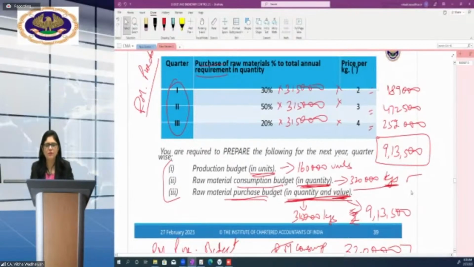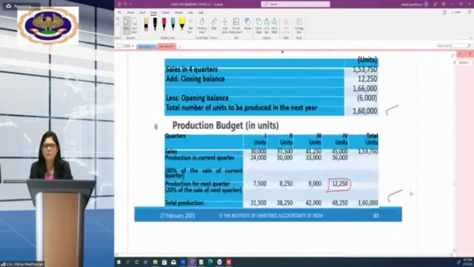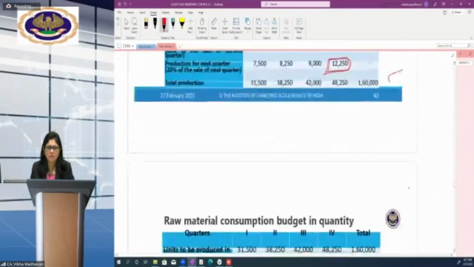Production budget in units 1,60,000. Raw material consumption in quantity 320,000 kgs. Raw material purchase 315,000 kgs and the value of raw material purchase cost 9,13,500. I believe this is this. Let me show you the final look of the solution here. So this was the production budget we made. Just highlight this, the closing stock for the last quarter.